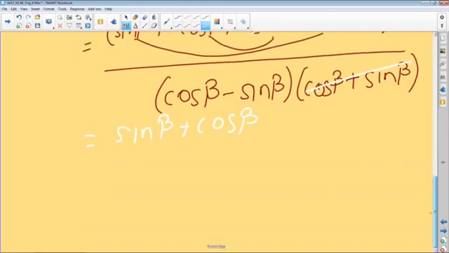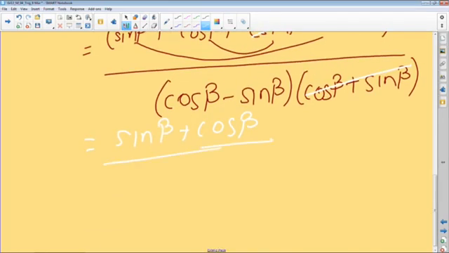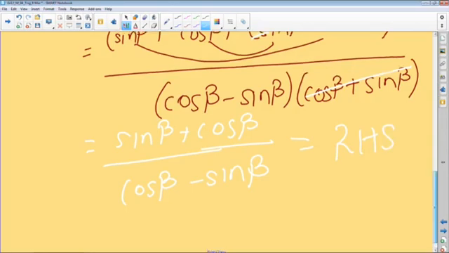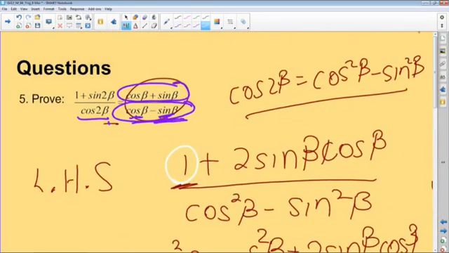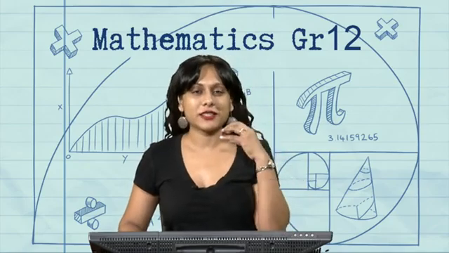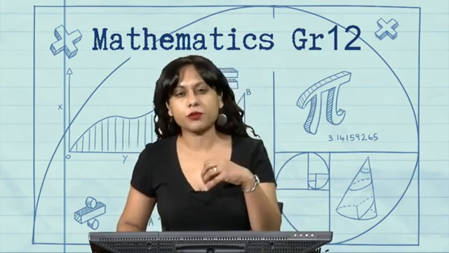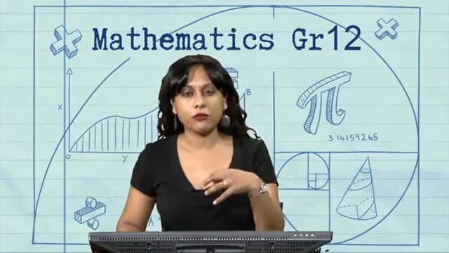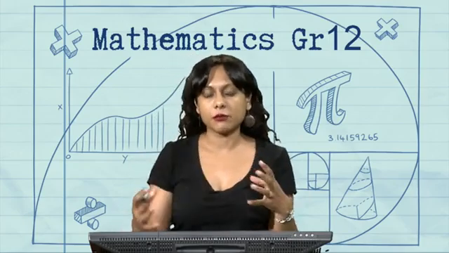over cos beta minus sine beta. And that, importantly, is equal to the right-hand side. So you have managed to prove your identity. Okay. All right, so hopefully you all follow that and you understand a little bit better of how to approach questions that involve cos of a double angle.